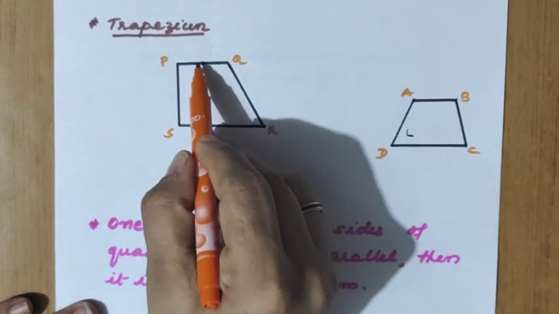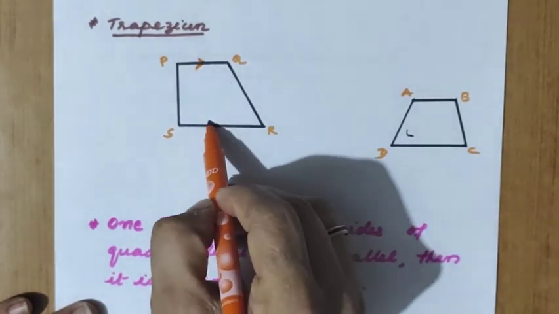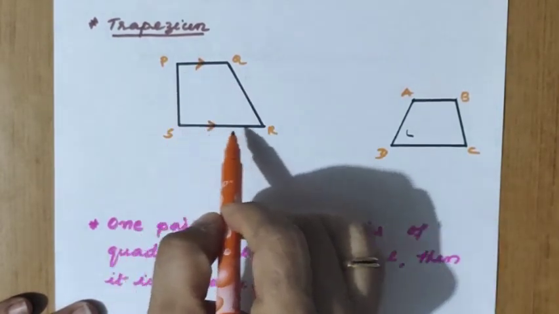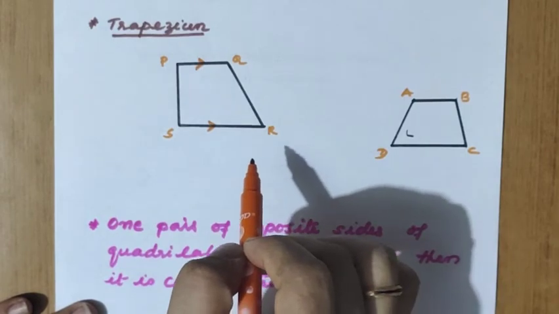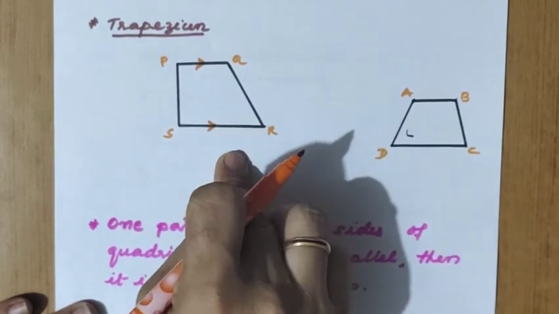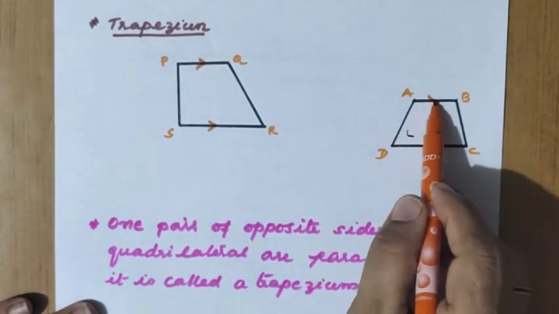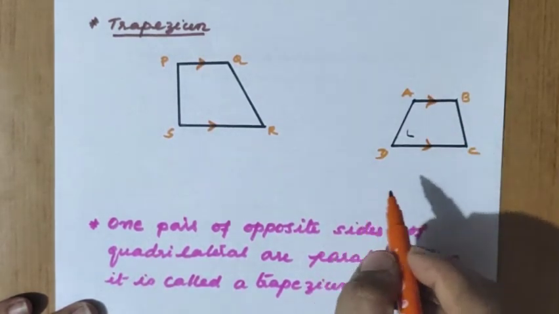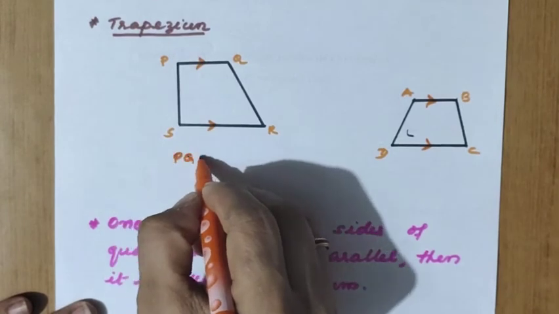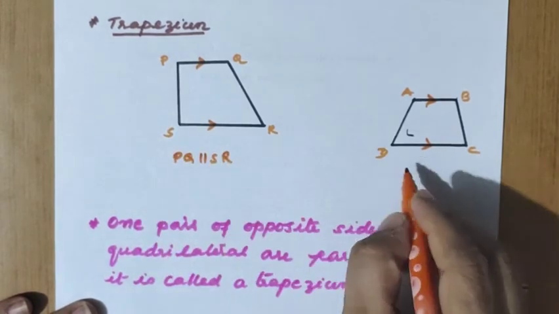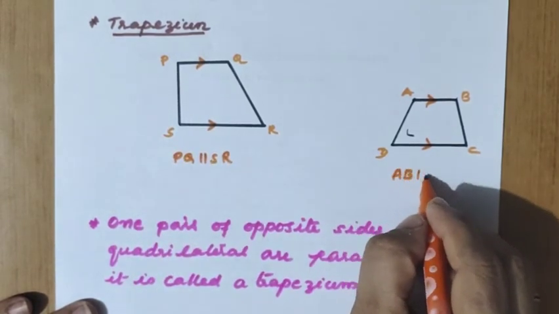So by seeing the figure itself, you can make out PQ parallel to SR. So how many pairs of sides are parallel here? One pair. So that type of quadrilateral is called a trapezium. Here also you can see that AB parallel to DC. So here I'll write PQ parallel to SR, one pair is parallel. Here AB parallel to DC.